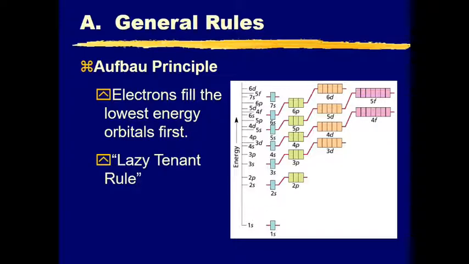We also call this the lazy tenant rule. If you were living in a 3-story building and there was not an elevator, most people are going to want to live on the first floor, not the third floor, due to laziness. Electrons are the same way. The lowest energy is going to be whatever is closest to the nucleus. Closest to the nucleus is that first energy level. Remember, for energy level we use the letter N, so N equals 1. Electrons want to live there, but once that is filled, they have to move up to the next energy level.